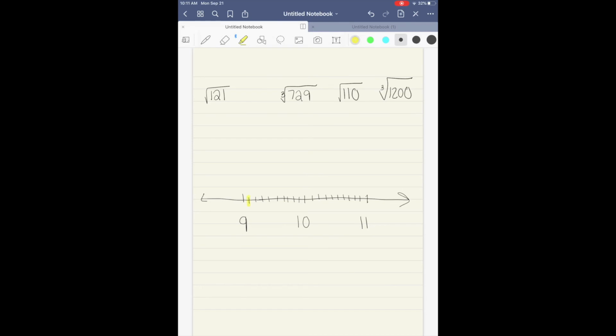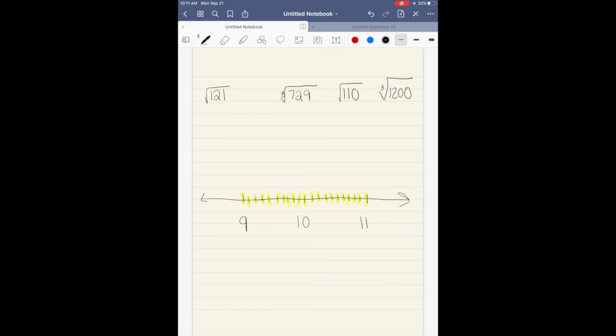So this is going to be 9.1, 9.2, 9.3, 9.4, 9.5, 9.6, 9.7, 9.8, 9.9, and up to 10. So then this would be the same thing, 10.1, 10.2, 10.3, 10.4, 10.5, 10.6, 10.7, 10.8, 10.9, and then up to 11. So I just want you to understand what each of those notches mean before we start this problem.